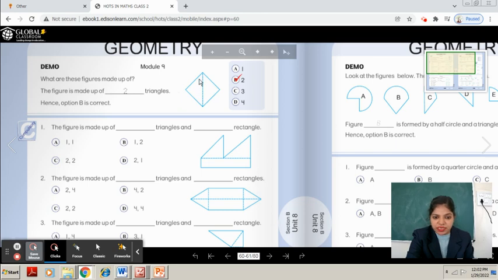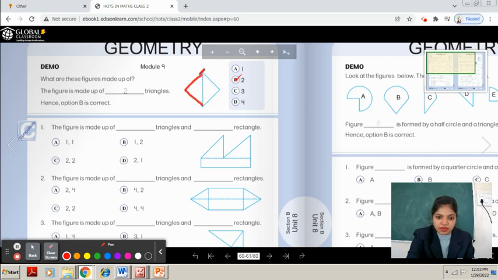You can see students, there are two triangles. Yes. This is the first triangle. You can see, one triangle has three sides and this side is the common side, right? This is the common side of two triangles. So the figure is made up of two triangles and option B is the right option.